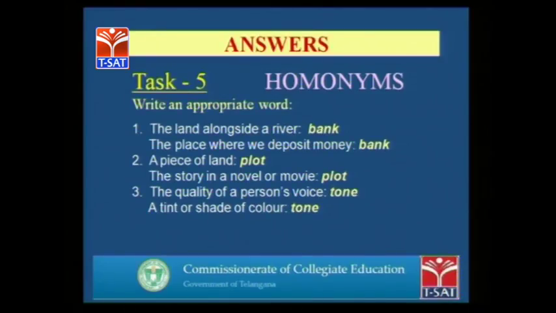And with regards to the answers of task 5, homonyms, the land alongside a river is called a bank. He walked along the bank of the river. The place where we deposit money is also called a bank. A piece of land is called a plot. I bought a new plot for constructing a new house. The story in a novel or movie is also called a plot. The plot is very interesting.